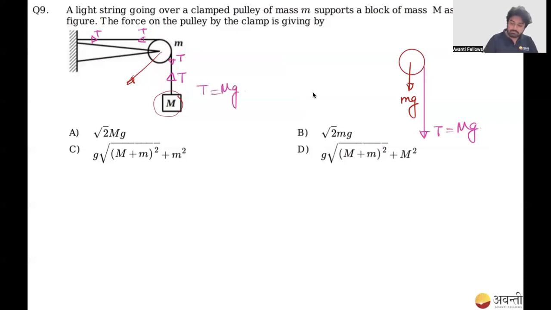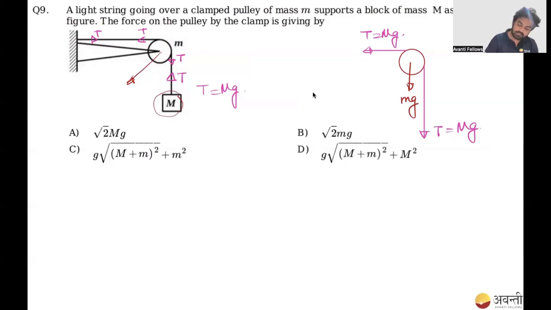Now again from this side also tension is pulling. Tension always acts away from the body, tension which is mg, right? Now we have to find the resultant of these forces. So what will be the resultant of these forces?